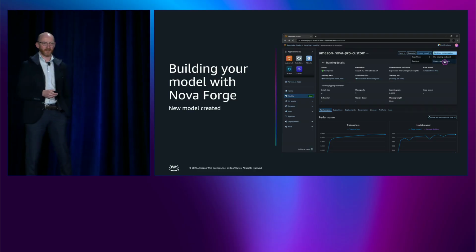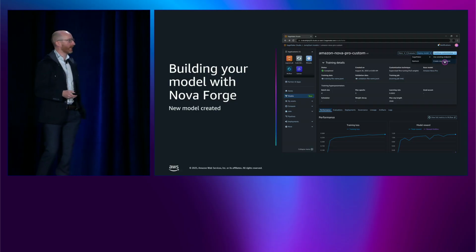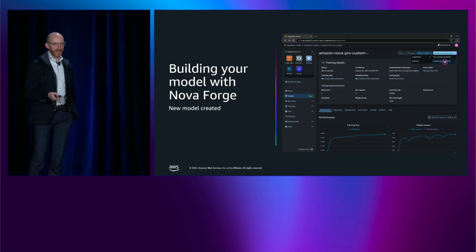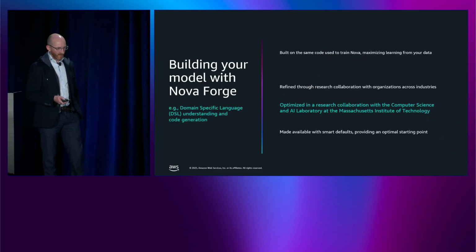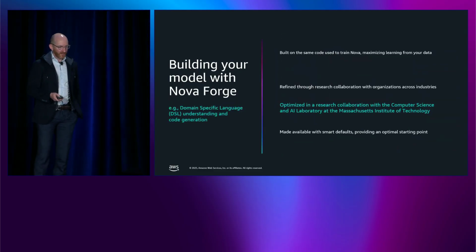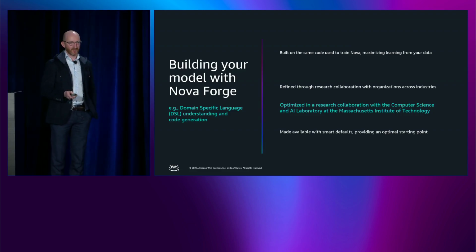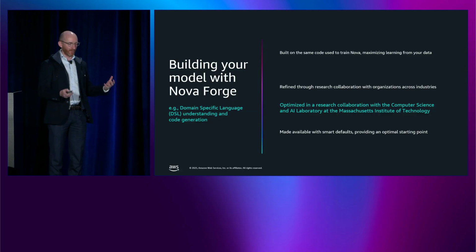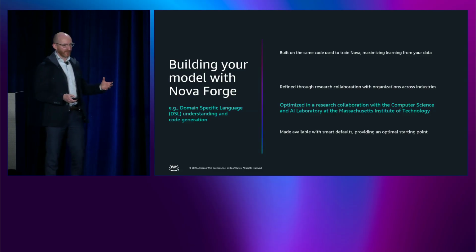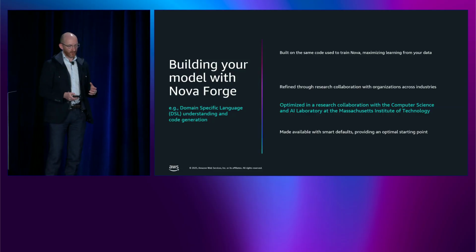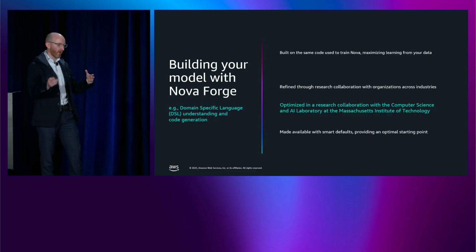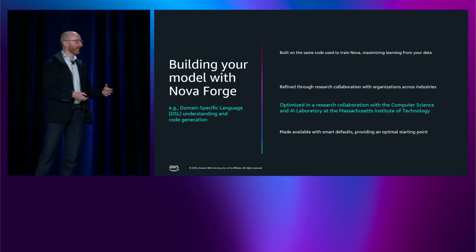And again, this is reinforced by the SageMaker platform. So you have the full status of your training jobs as they're running through the process end to end. So building with NovaForge, the main thing here is this is built on the same code used to train Nova. So essentially, you're building on a very powerful foundation model as it stands. The training code that is used if you bring in your intellectual property is essentially reinforcing your domain knowledge into the Nova model itself.